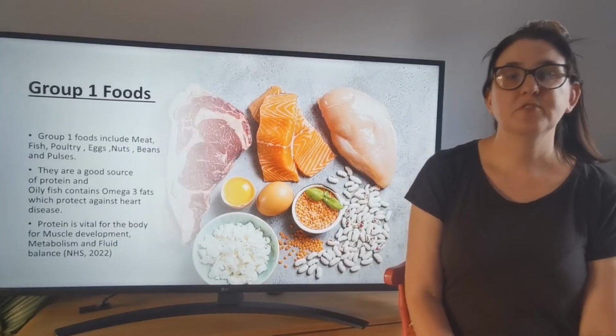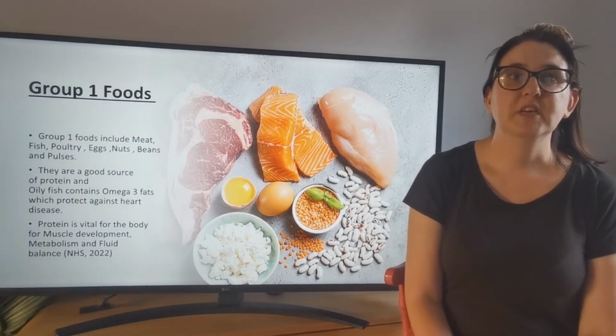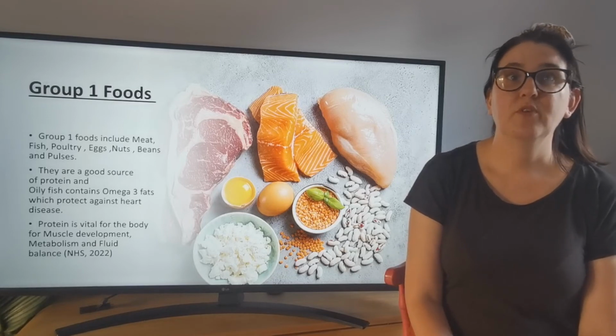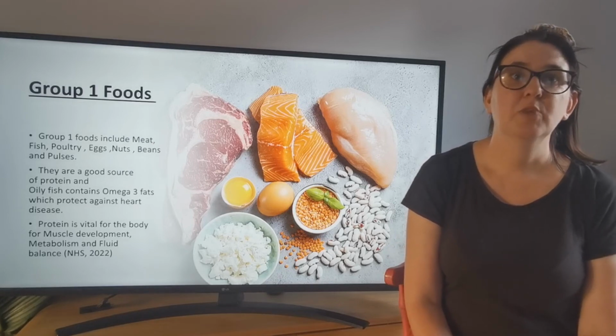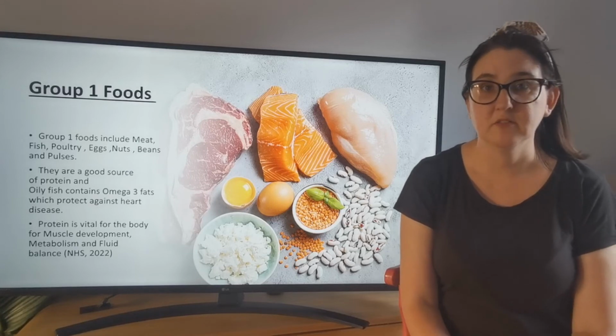We should have a few servings of Group 1 foods a day. They include meat, poultry, fish, eggs, nuts, beans and pulses. Group 1 foods provide us with protein. Oily fish contains omega-3 fats which protects against heart disease. Protein is vital for muscle development, metabolism and fluid balance.